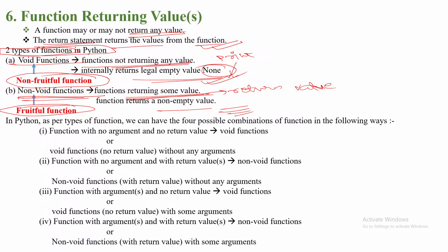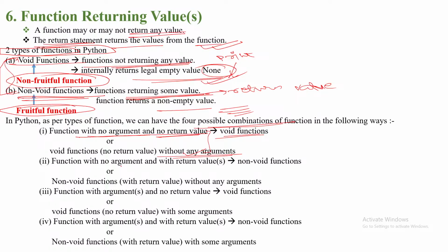So whenever we combine these two, it's possible to get four combinations of functions in Python. First: functions with no argument and no return value. No argument, no return value, this is called void functions without any argument. Otherwise, functions with no argument and no return value, both are the same.